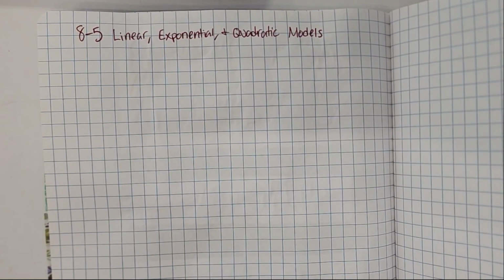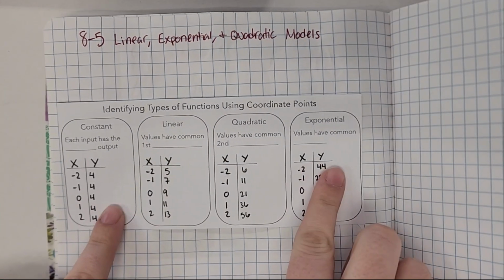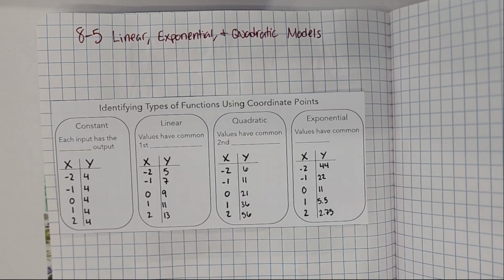All right, in today's lesson, we're going to be covering section 8.5, linear, exponential, and quadratic models. So to start this section, you should have received a few handouts. One that has boxes like this. I did pre-write a few things in there.